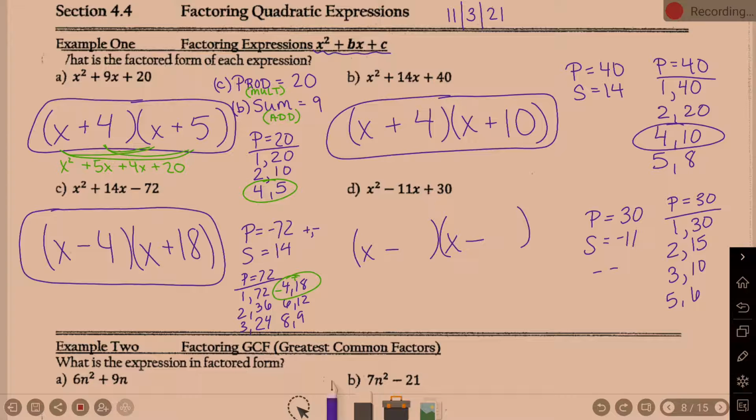Which pair works? 5 and 6. And then we just have to say that they are negatives. -5 and -6. And you can check that, right? -5 times -6 is positive 30. What's -5 plus -6? Negative 11.